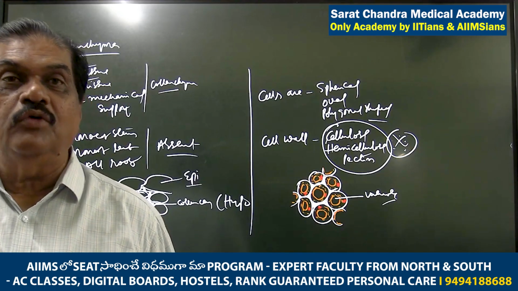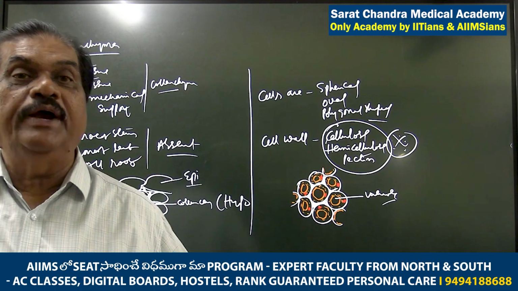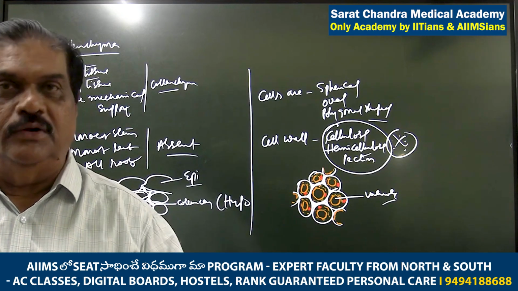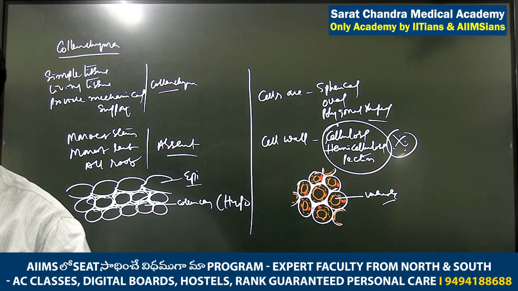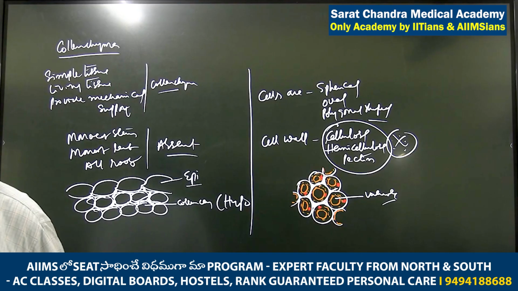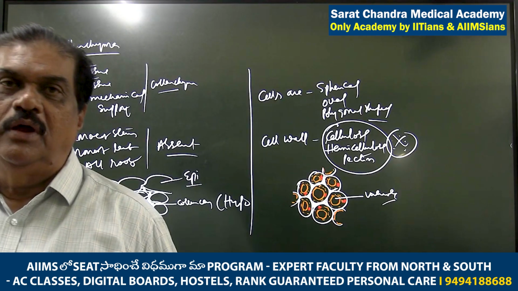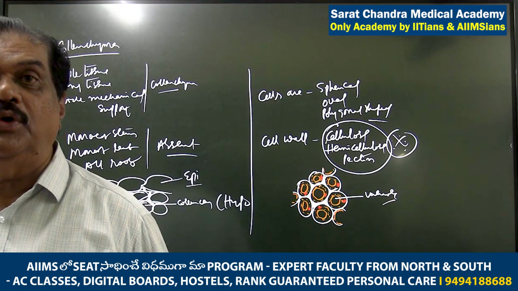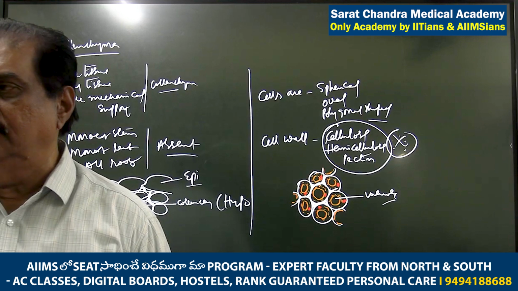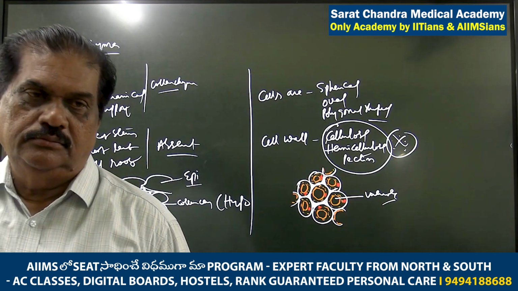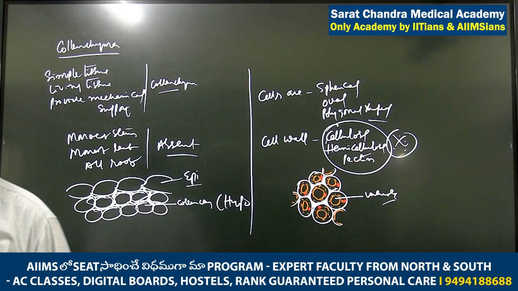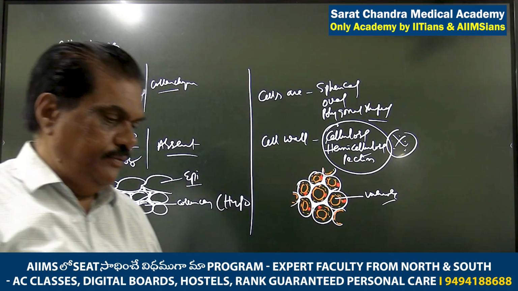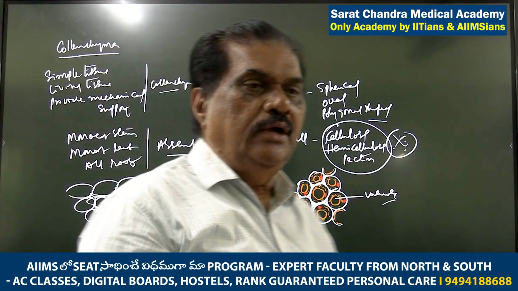Next, what is the function of Chlorenchyma? Chlorenchyma provides mechanical support to plant parts. Particularly, it provides mechanical support to the petiole of the dicot leaf, and also to the young dicot stem.